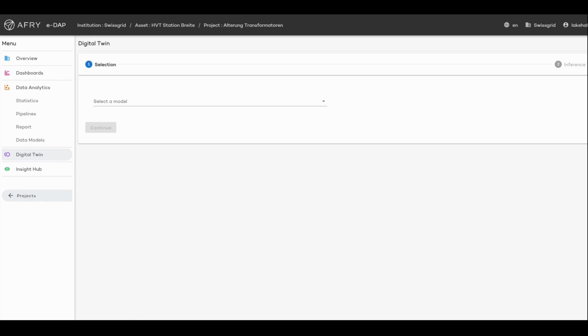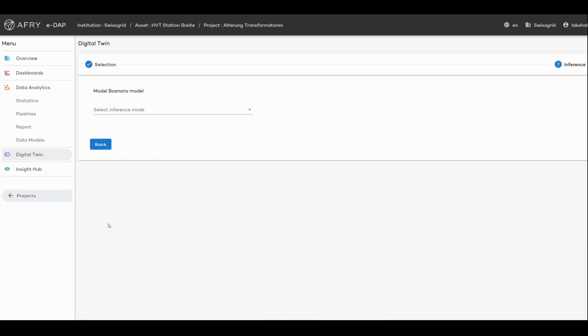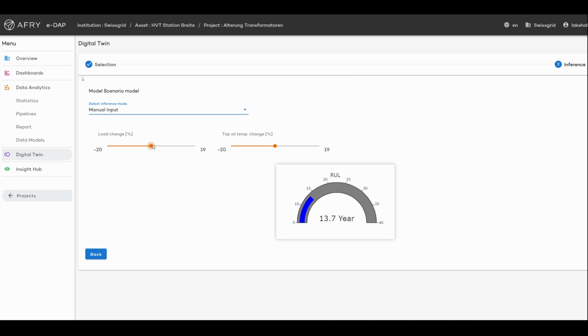We could, for instance, select one of the different models, for example, within the digital twin. Let's take a scenario model, which actually needs as an input the load change and temperature in the oil. And then we would also infer it manually, meaning if we change the load percentage or change the temperature, the remaining useful lifetime is updated.